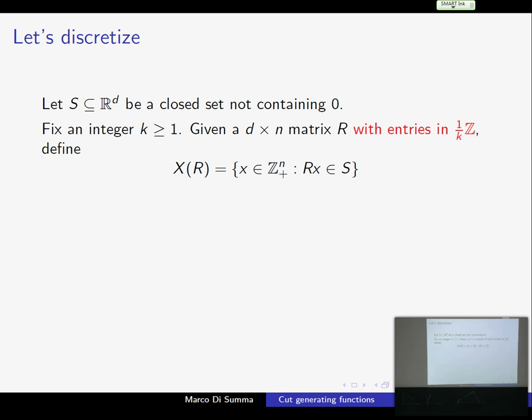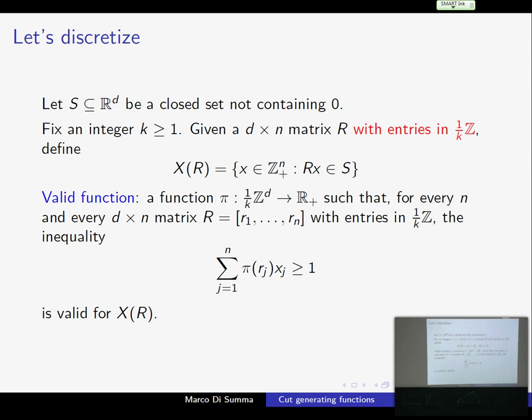If the data is rational, then there is some k such that all the data is a multiple of 1 over k. So why don't we only restrict to input with entries multiple of some fixed 1 over k for some fixed k? And then you define a cut-generating function in the same way. But now the domain of the function is just the set of points in the space that have entries multiple of 1 over k. Because then you want to apply pi to the columns of R, and the columns of R are like that. Okay? But the definition is exactly the same.